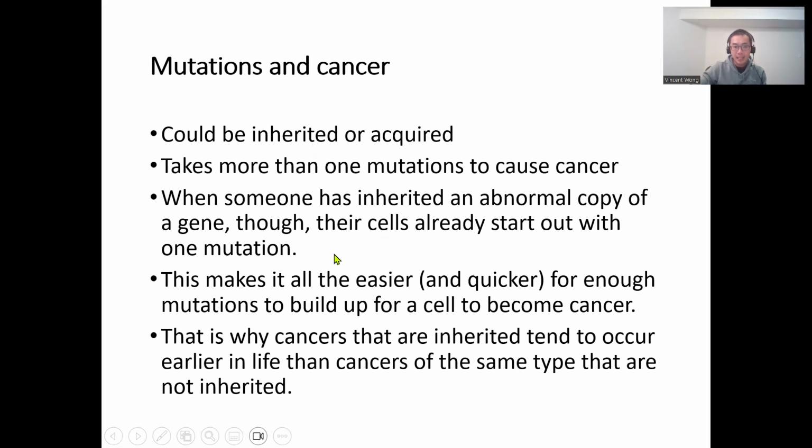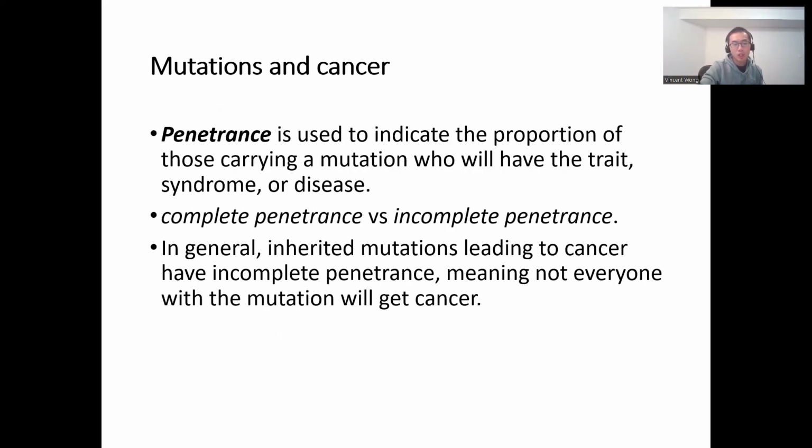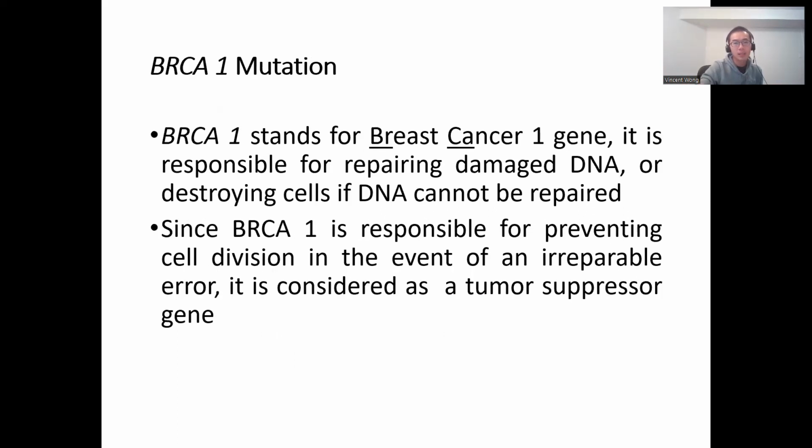And it's easier and quicker for those individuals to get that type of cancer compared to people who have not inherited the disease version of the gene. So one such gene, actually we'll come back to the penetrance later on. One such gene is called the BRCA1 gene.